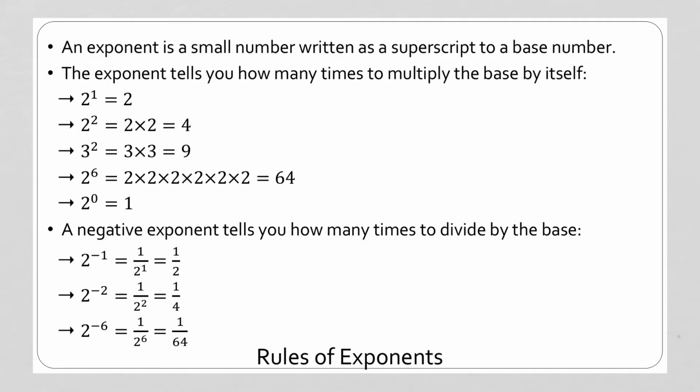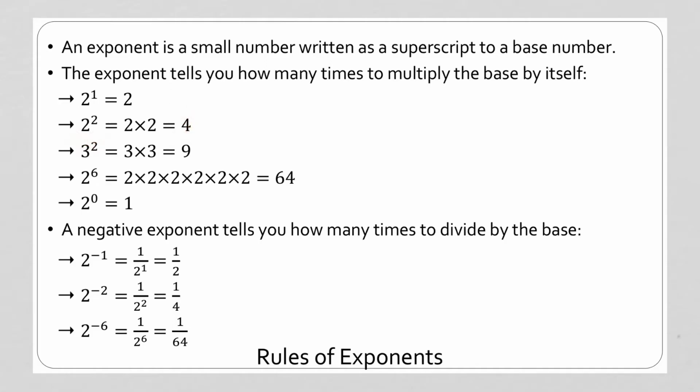So for example, 2 is our base here, 1 is the exponent. We would say this is 2 to the 1 power. What that exponent is doing is it's telling us how many times to multiply the base by itself. So if we have 2 to the 1 power, that's just a 2. 2 squared, or 2 to the 2 power, is 2 times itself twice. 2 times 2 is 4.